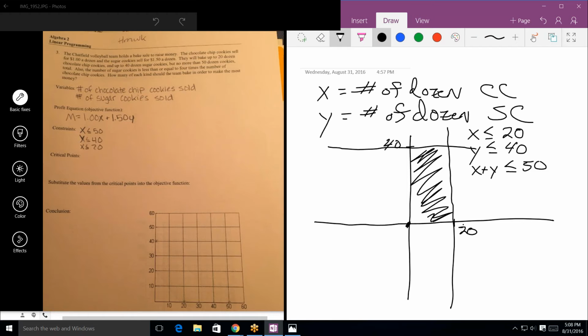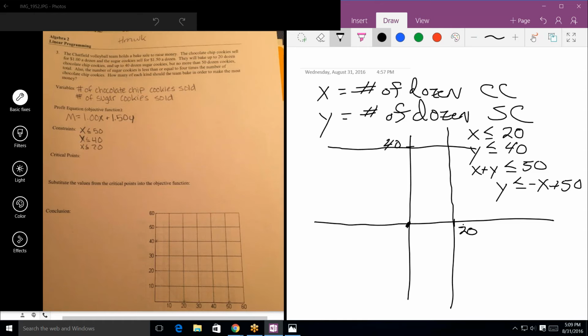But we haven't plotted this third line yet. How do I graph that third line? Well, you could put it into slope-intercept form. Let's do that. X plus Y is less than 50. And I'm going to put it there like that.